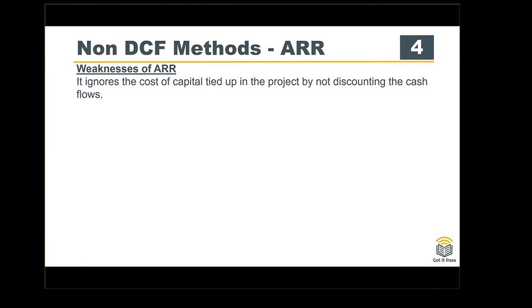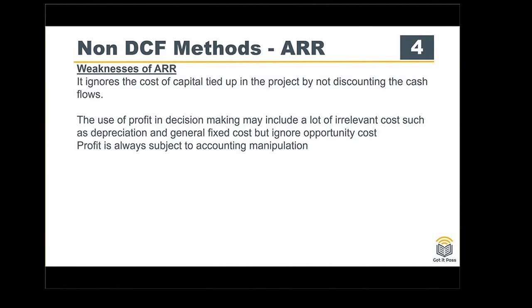First of all, ARR is ignoring the cost of capital tied up in the project because it's not a discounting cash flow method. And the use of profit in decision making includes a lot of irrelevant costs such as depreciation and general fixed costs that ignore opportunity costs. And profit is always subject to accounting manipulation. Remember, in the exam, a lot of multiple choice questions relevant to investment appraisal will ask you for non-discount cash flow methods, what's the weakness or what are the drawbacks of non-discount cash flow methods. It's about the profits.